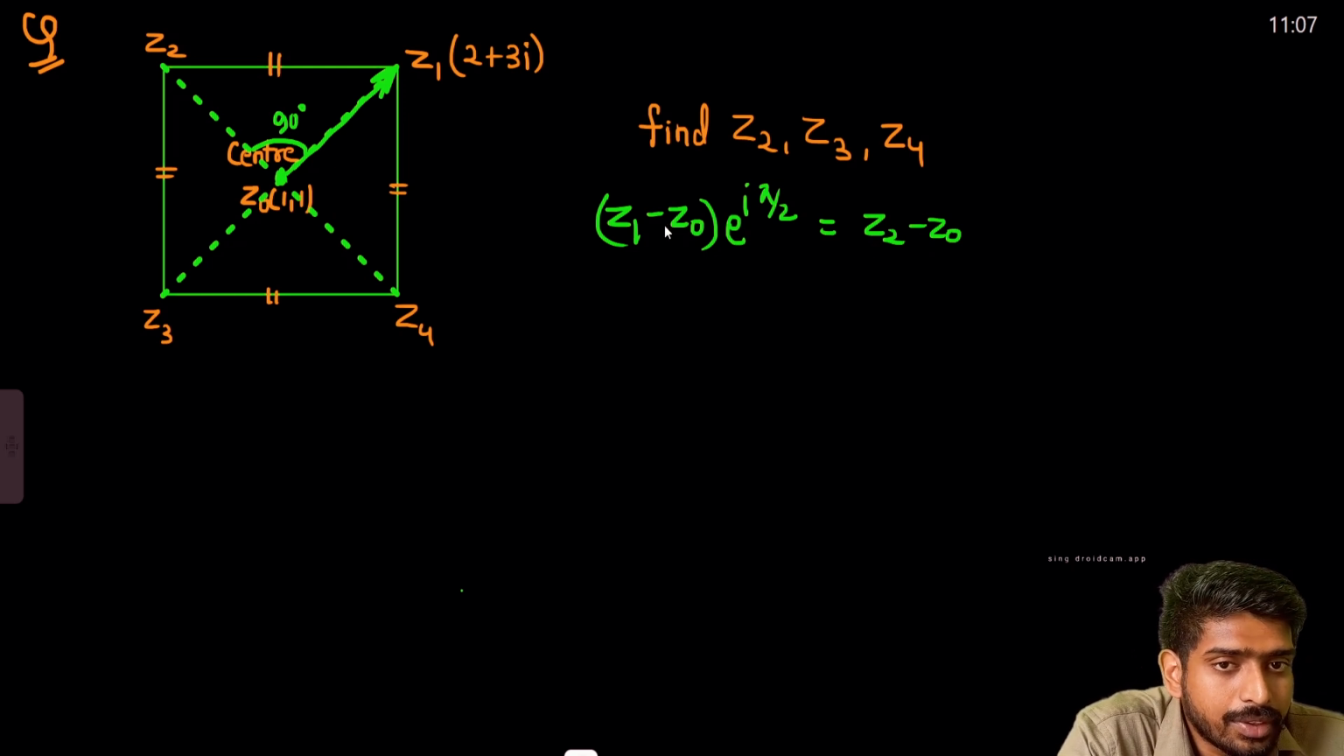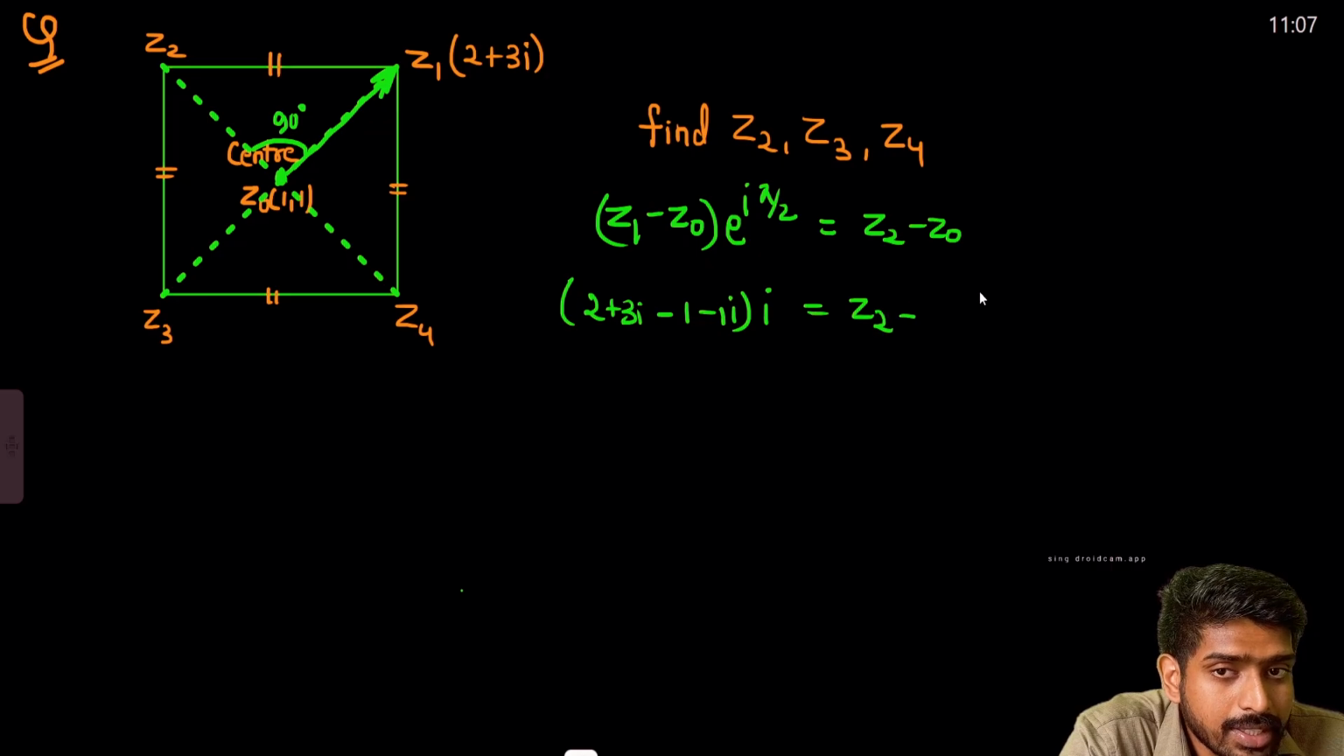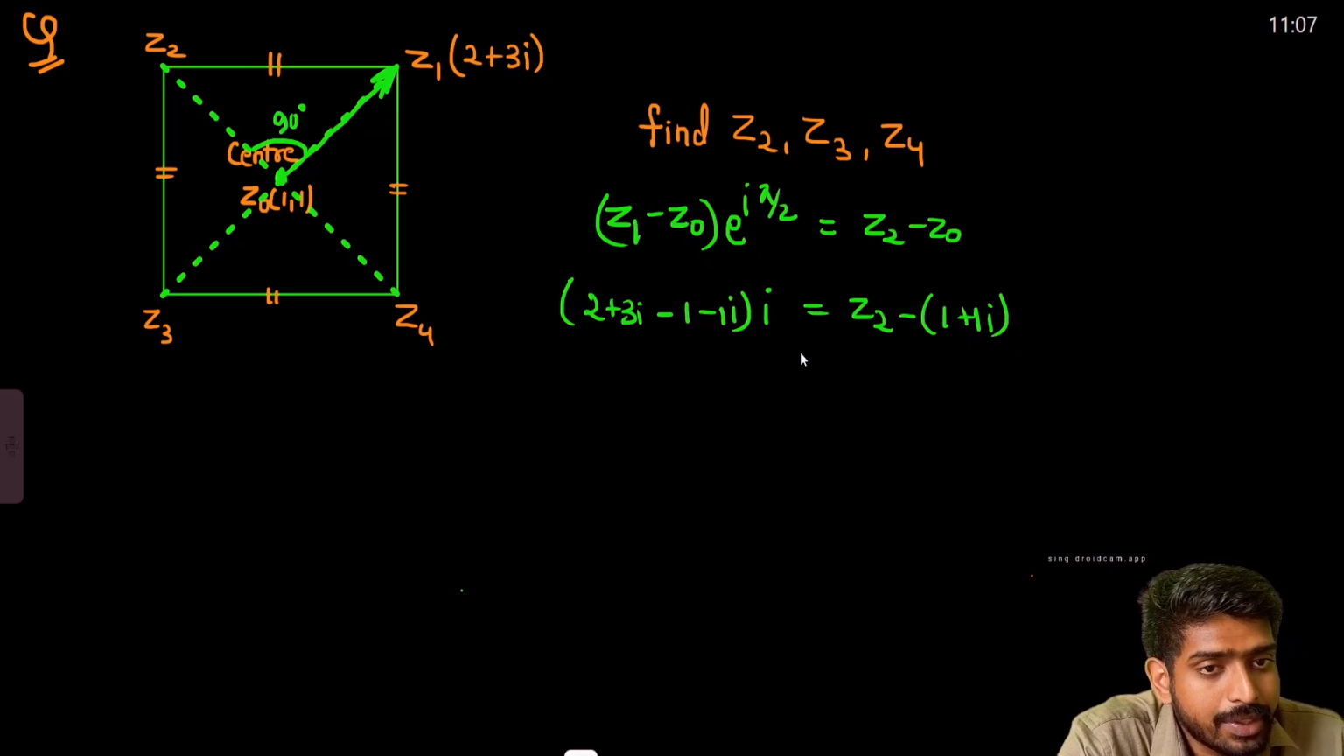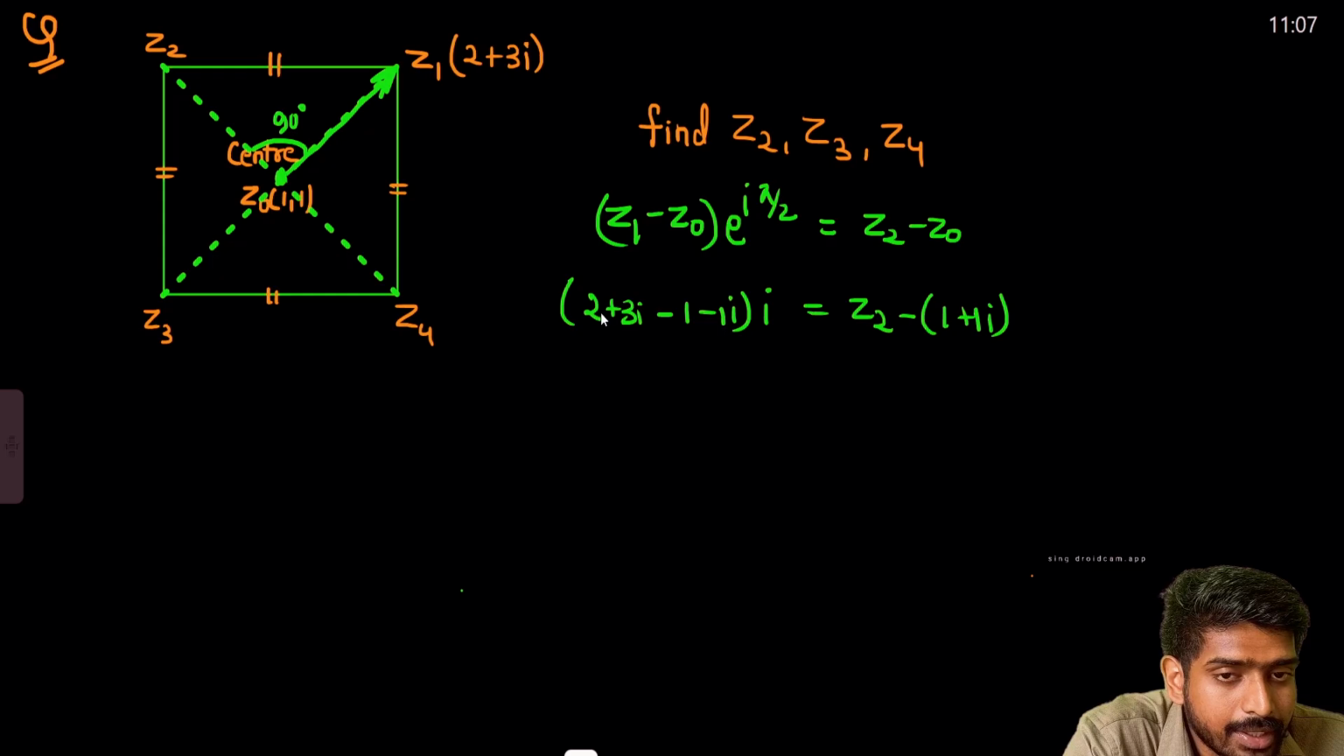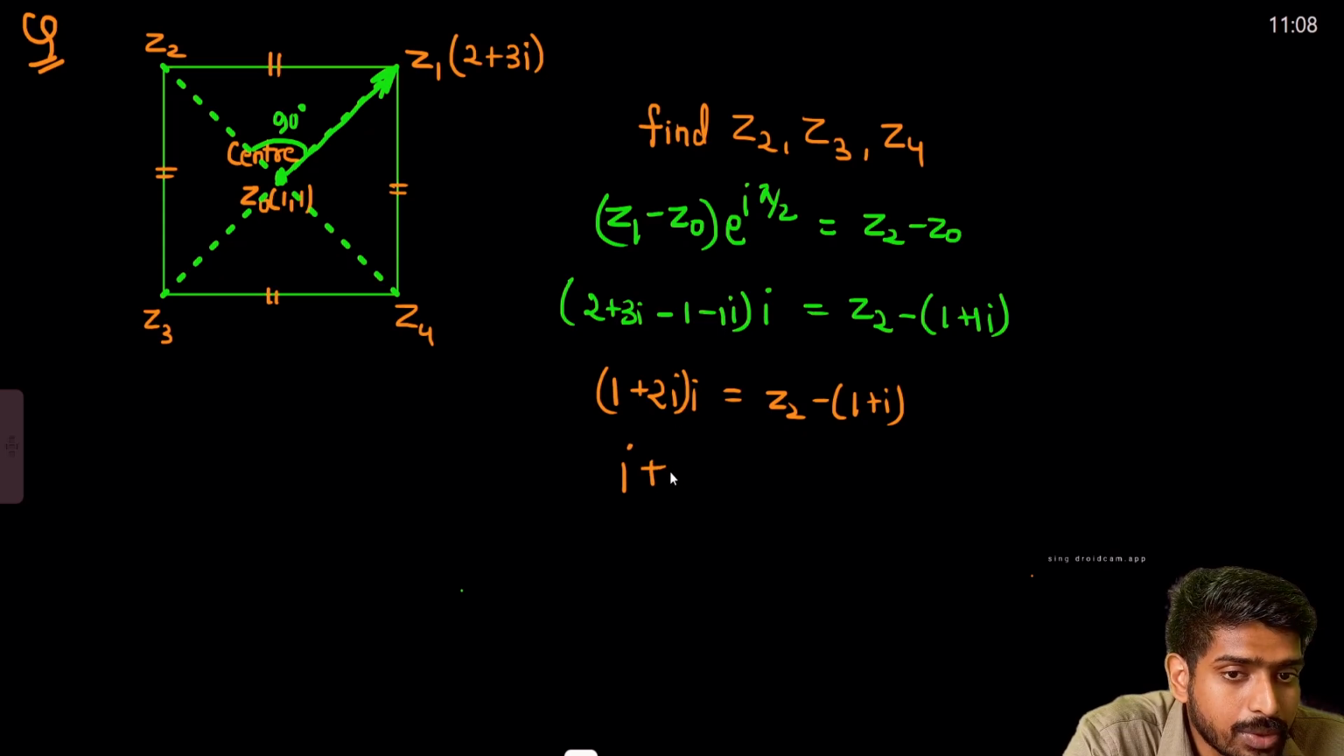Now it's easy. Now we'll find what is z1 minus z0. Z1 minus z0 is 2 plus 3 iota minus 1 minus 1 iota. Got it? And e to the power iota pi by 2 is nothing but iota. That will give z2 minus z0. Z0 we know is 1 plus 1 iota. Now from here we can find z2. First we'll multiply. We'll get 2 minus 1 is 1, 3 iota minus iota is 2 iota, so 1 plus 2 iota. Multiplied by iota is equal to z2 minus 1 plus iota. Now this iota will multiply: iota plus 2 iota square. 2 iota square means minus 2.